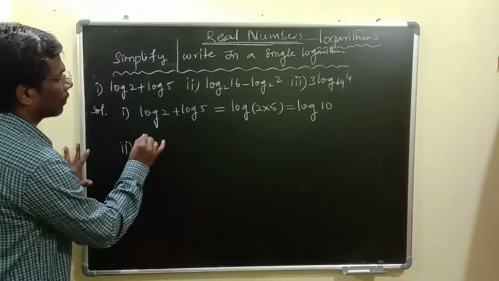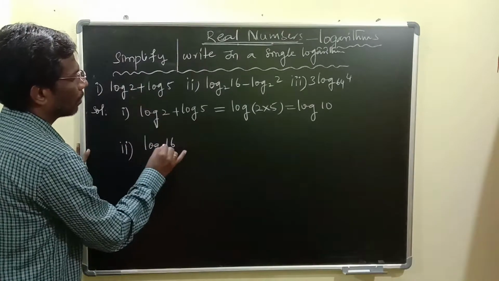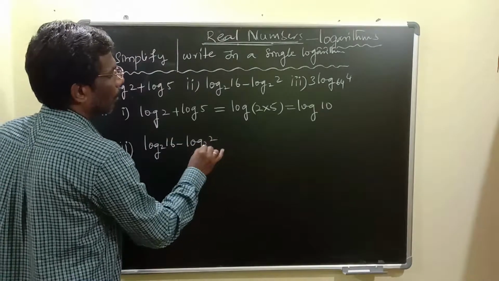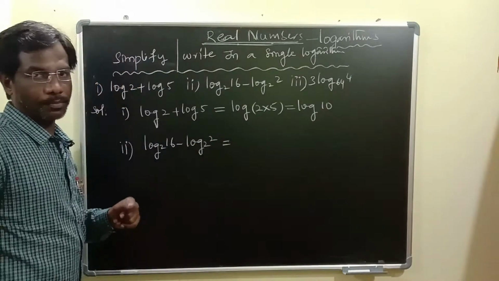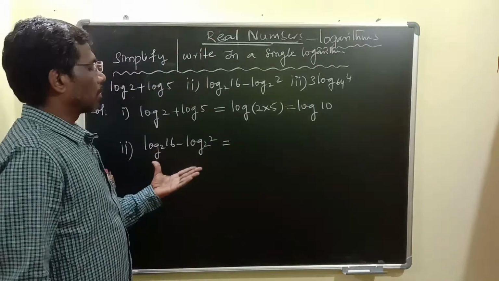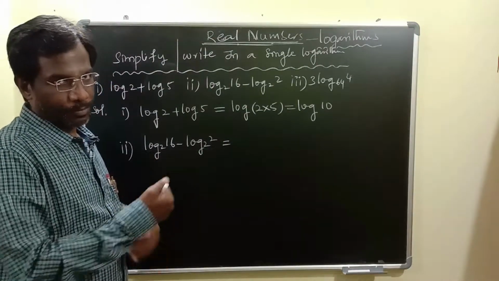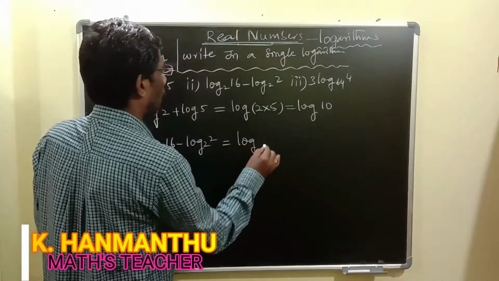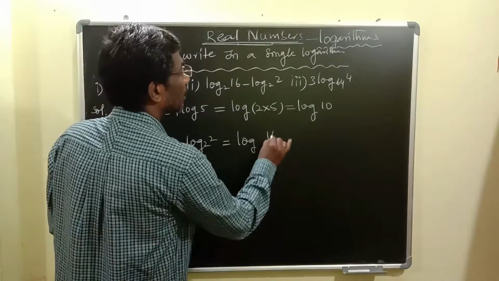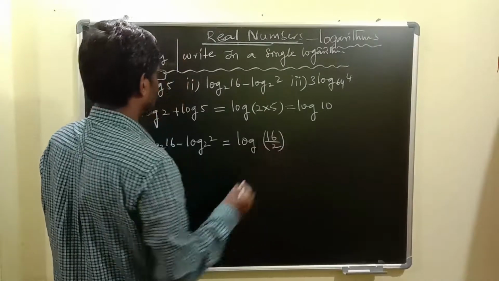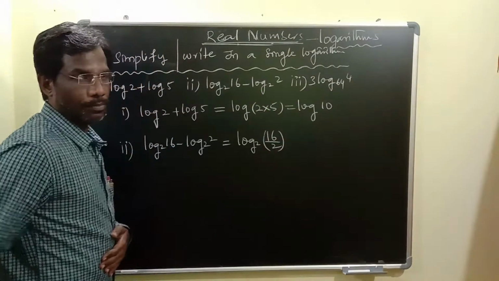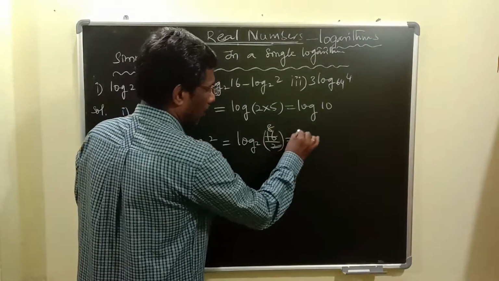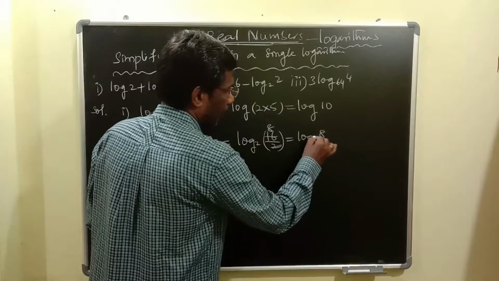The second one: log 16 base 2 minus log 2 base 2 is equal to... This is the second law, in reverse. So we can now write it as log 16 by 2, base 2. If we cancel it, we get what? Log 8 base 2.